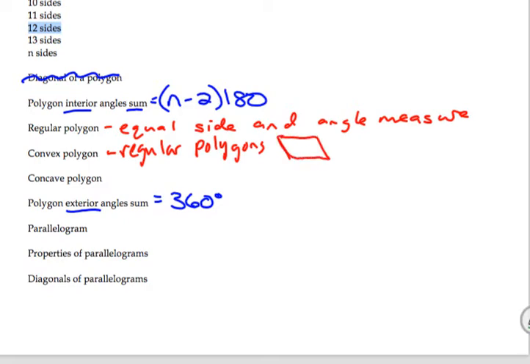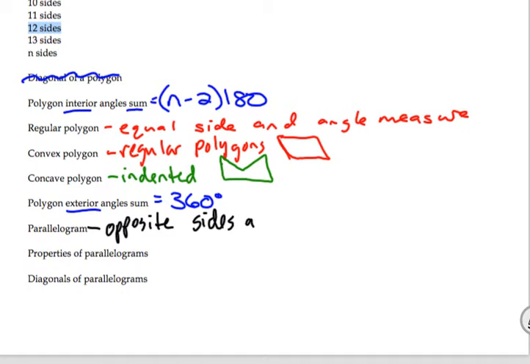However, concave polygons are indented. So if I looked at it, it would look something like this. Those are indented. Parallelograms. Opposite sides are parallel. That's how it gets its name, parallelogram. So opposite sides have to be parallel.